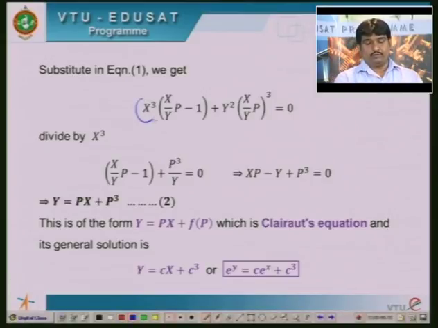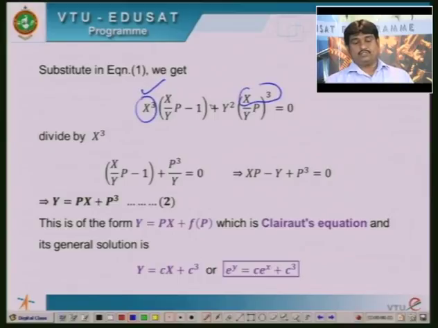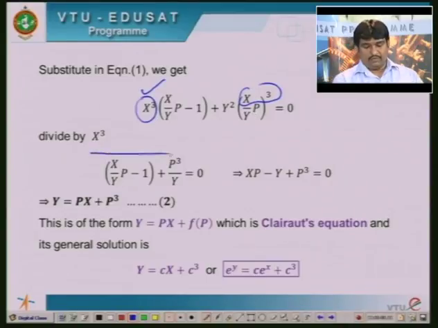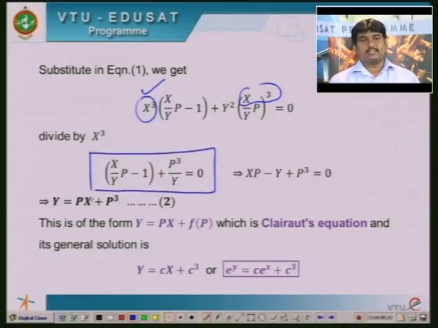If you divide throughout by X cube, we'll get rid of this term, as well as we have one more X cube here, and this 1 by Y the whole cube is Y cube, Y square by Y cube is 1 by Y. We get this X divided by Y into P minus 1 plus P cube divided by Y equals to 0. Multiply throughout by capital Y now to get this equation.